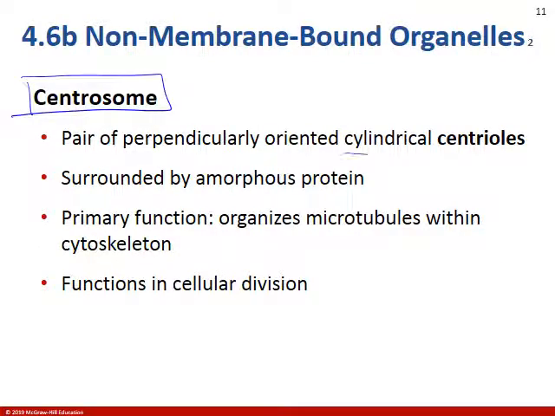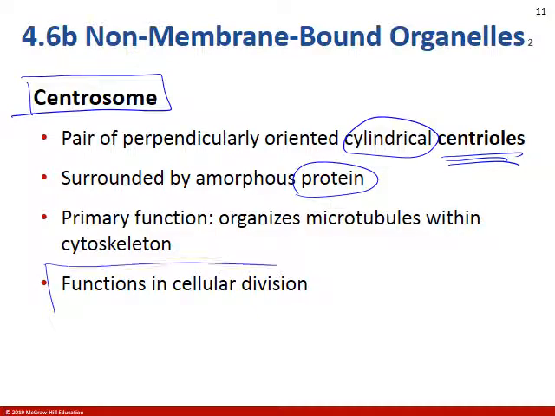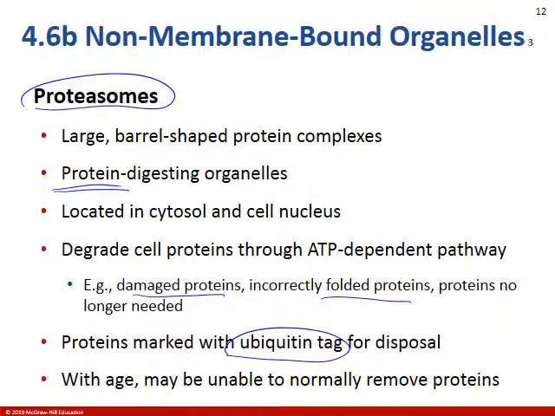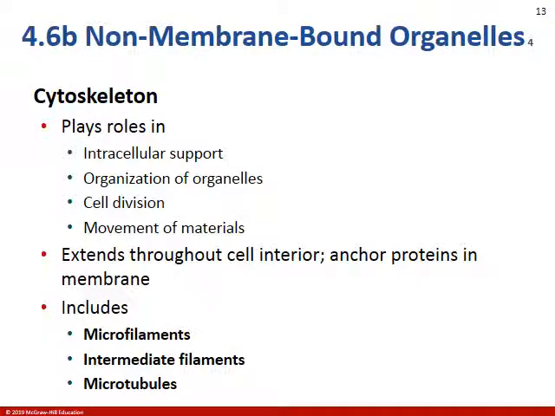Centrosomes. These are cylindrical centrioles surrounded by a protein, and these are going to function in cellular division that we're going to talk about in just a second. Cells also have proteasomes, and these are going to help digest proteins. So if a protein is damaged, if it's incorrectly folded, again, we're kind of taking out the trash, right? So the protein will be tagged for disposal, and we'll remove the protein through proteasome action.